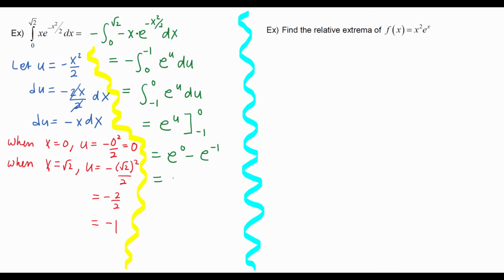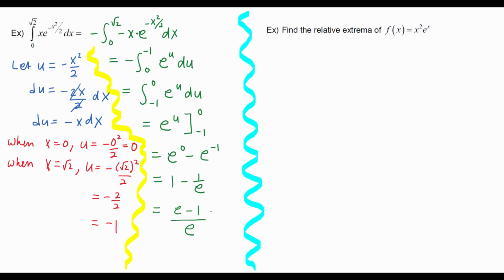And e to the 0 power is 1. And e to the negative 1 power is 1 over e. So this is your answer. And if you want a single fraction answer, this will be e over e minus 1 over e. So another way you could write the answer would be e minus 1 over e. Either way is fine. Find the relative extrema of f of x equal x squared times e to the x.